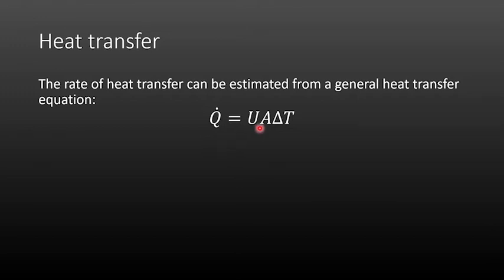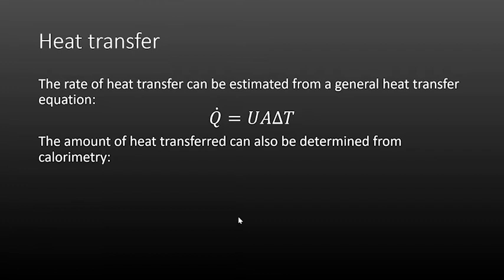For heat transfer, we can estimate its value from the general heat transfer equation. Q dot is equal to UA delta T. Q dot is the rate of heat transfer. U is the overall heat transfer coefficient. This should not be confused with internal energy. A is the heat transfer area, and delta T is the driving force or the temperature difference for the heat transfer. For now, you don't have to worry about using this equation, as this will be tackled more in your future courses. For now, we want to determine the amount of heat transferred using these equations.